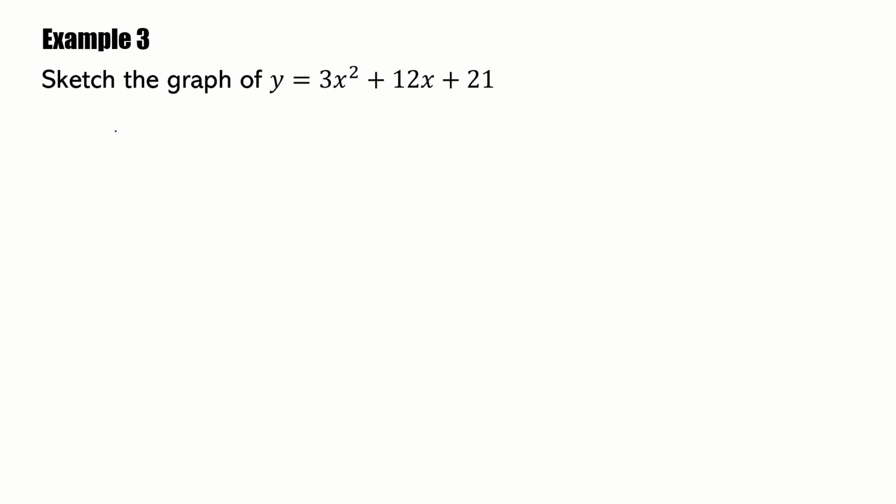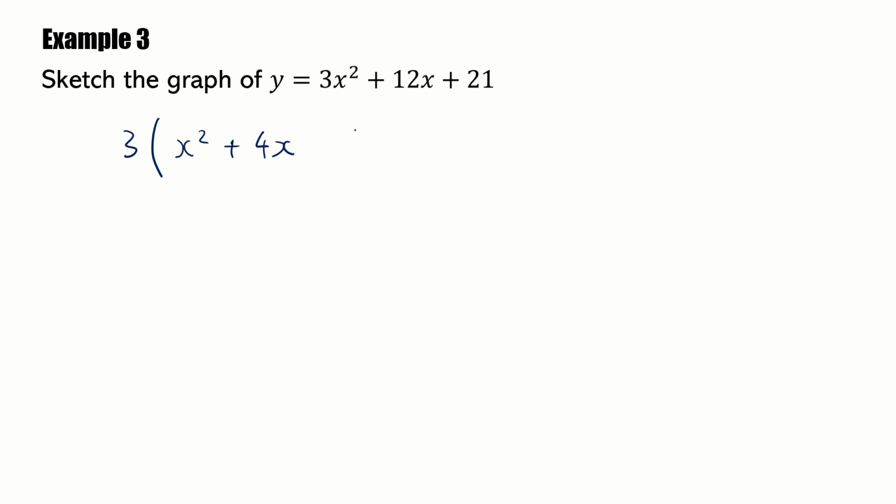So the first thing I'm going to do with completing the square is I'm going to factorize the 3, the number in front of the x squared, out of the entire quadratic. So that means I'm going to get 3 lots of x squared plus 12 divided by 3 is 4, so I'm going to get 4x.